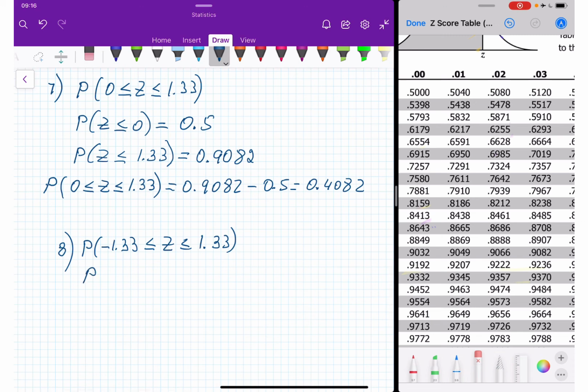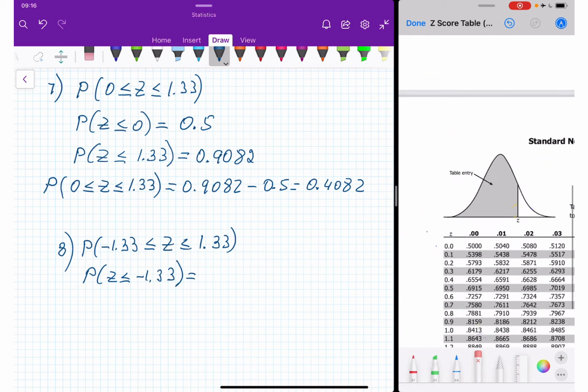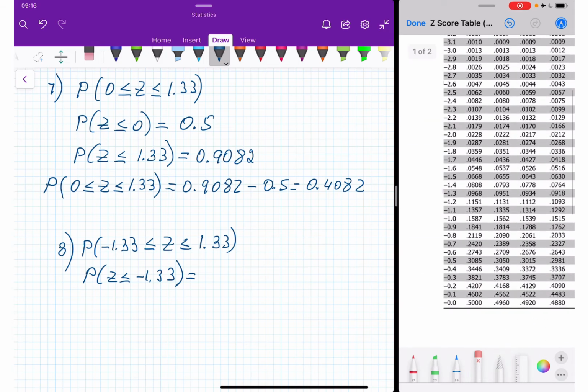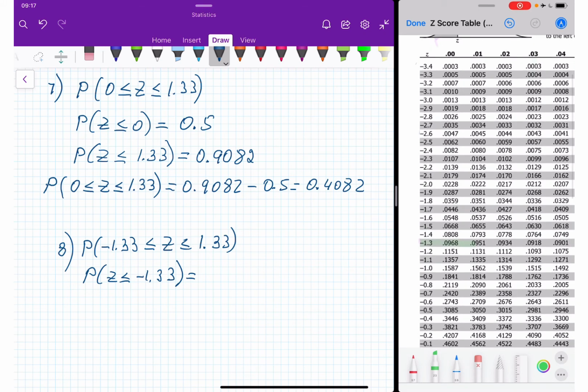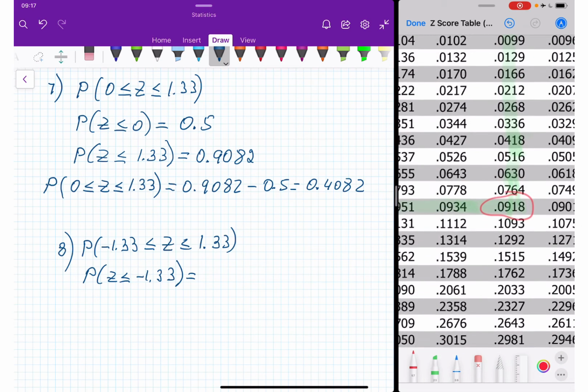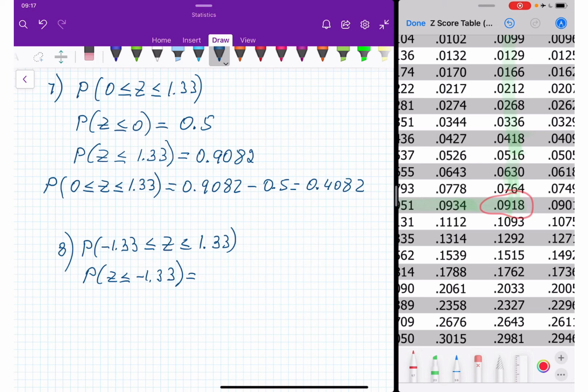So, probability for z-score less equal negative 1.33. So, negative, moving up, 1.3, where is our 3 here? Oh, here it is. It's coming right here. And this is our number. And this number is 0.0918. Now probability for z-score less equal 1.33.